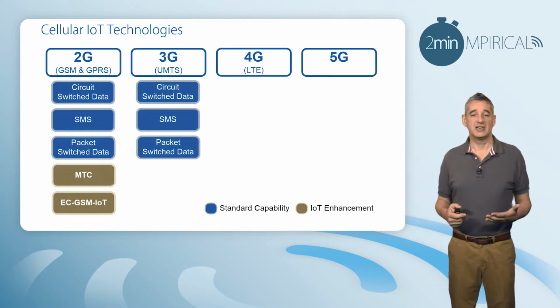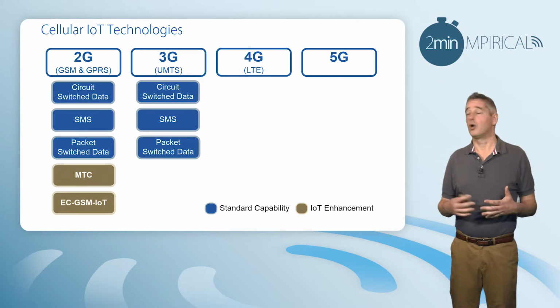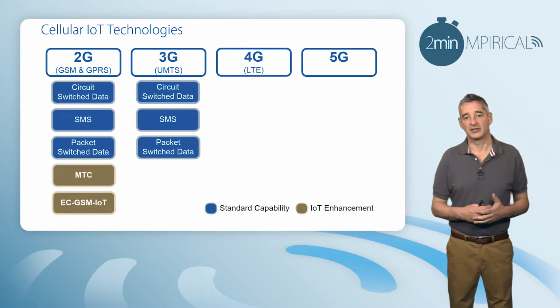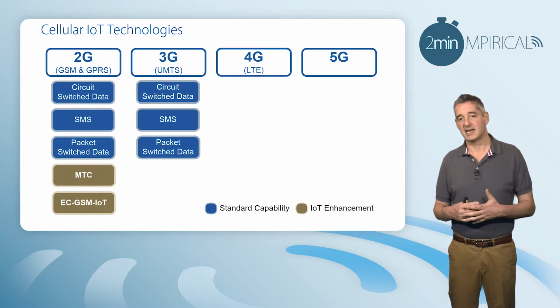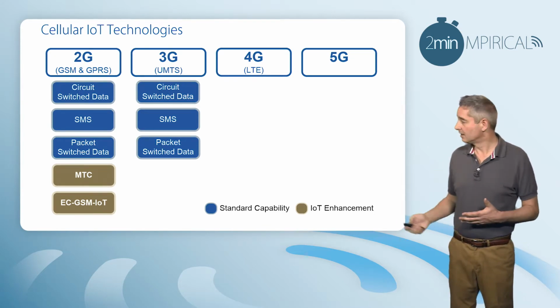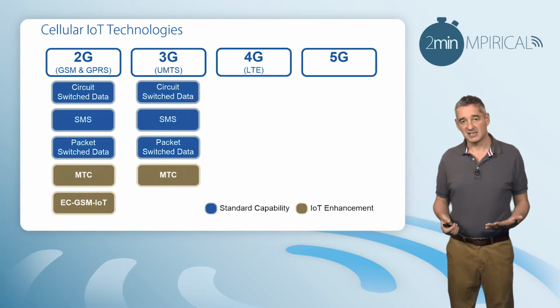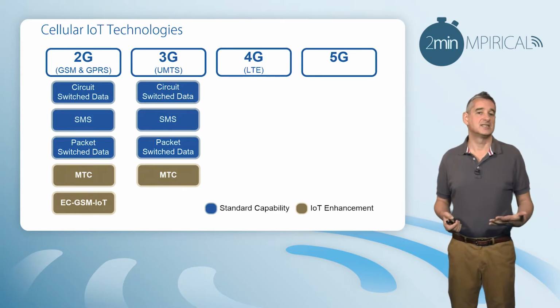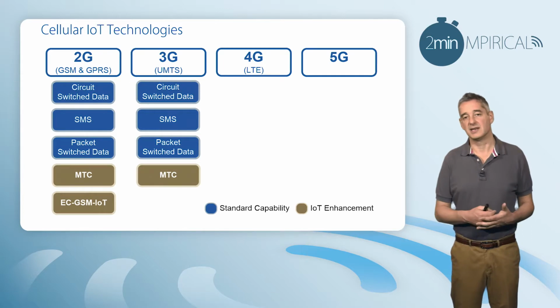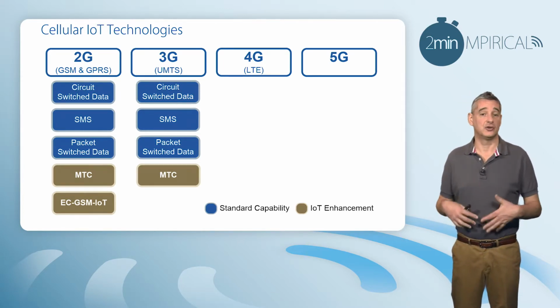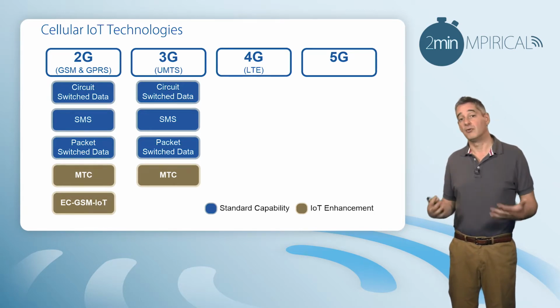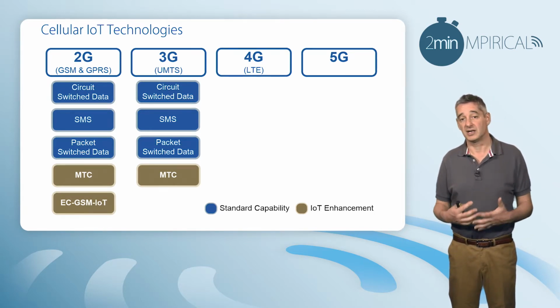As far as the 3G network is concerned, it too can support the same standard capabilities in terms of circuit switch data, SMS, and the transfer of IP datagrams through packet switching. But in terms of the enhancements for IoT, only MTC and the support of non-IP data is included. Interestingly, there's been no modifications to the UMTS or the 3G radio interface to support IoT type devices.